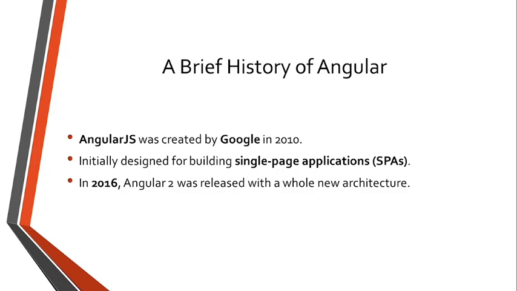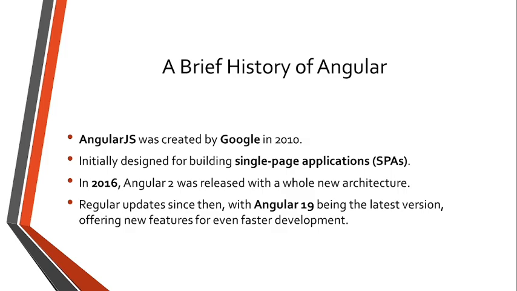In 2016, Angular underwent a major transformation. Angular 2 was released, bringing a completely new architecture and a more modern approach to web development. Since then, Angular has continued to evolve with regular updates. The latest version, Angular 19, brings exciting new features that make development more efficient and enjoyable. This release is all about improving performance and enhancing the developer experience. So if you've been keeping up with Angular, Angular 19 will definitely take your projects to the next level.